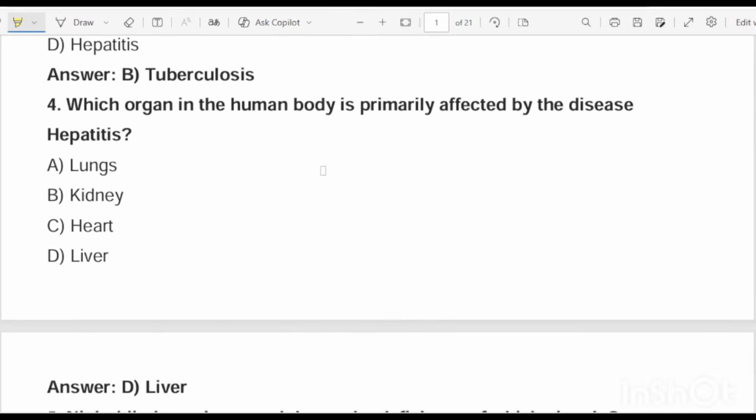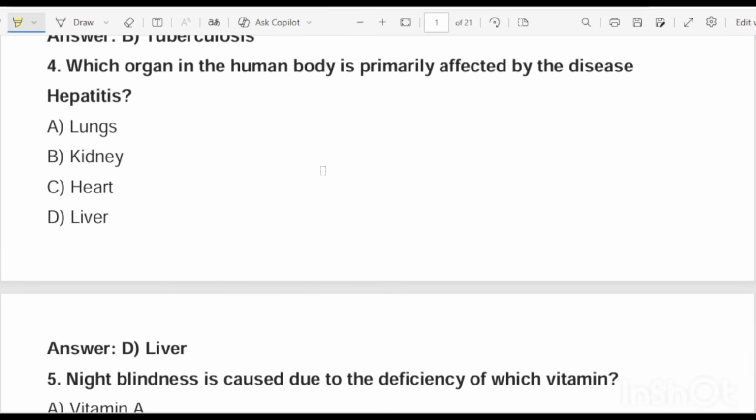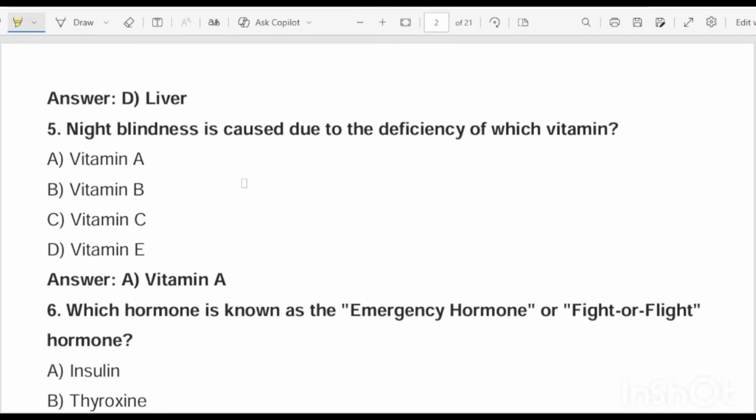Next question. Which organ in the human body is primarily affected by the disease hepatitis? Correct option. Option D, liver. Next question. Night blindness is caused due to the deficiency of which vitamin? Correct option. Option A, vitamin A.